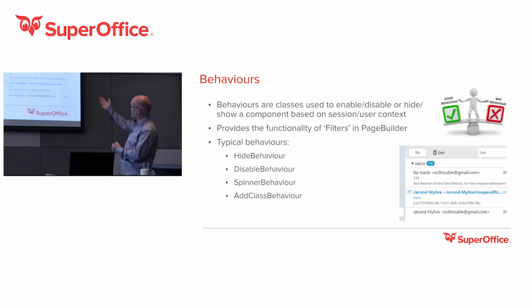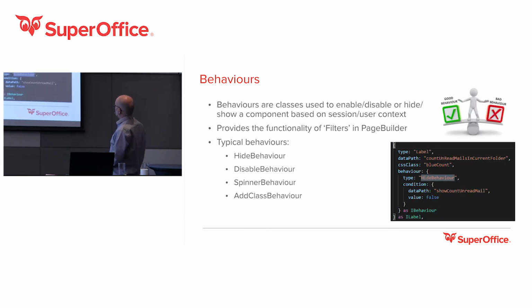For example, we use it on the 13 bubble there. It is only shown if there are any unread mail. And that is done like this. We add a behavior of type hide behavior, we have a condition, and we bind it to show count unread mail. And if that is false, it will hide the blue count.